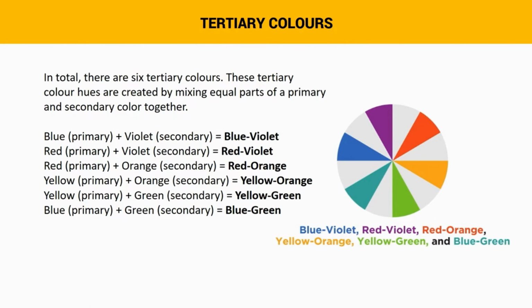Red, from primary, plus orange, from secondary, equals red-orange. Yellow, from primary, plus orange, from secondary, equals yellow-orange. Yellow, from primary, plus green, from secondary, equals yellow-green. Blue, from primary, plus green, from secondary, equals blue-green.